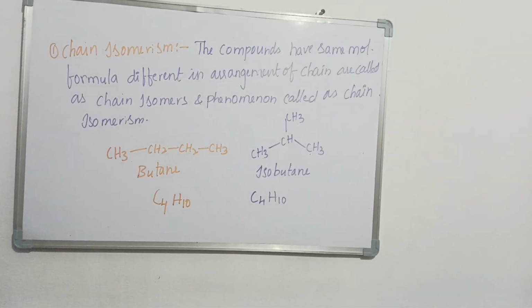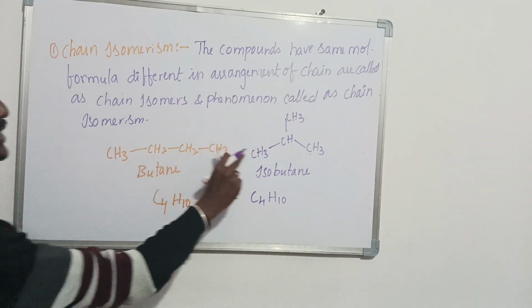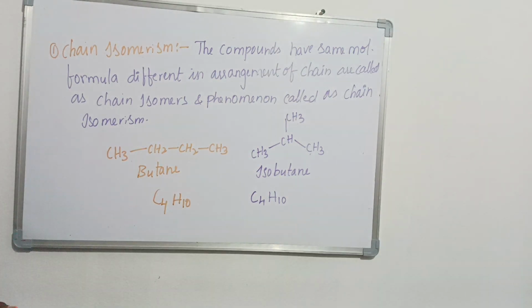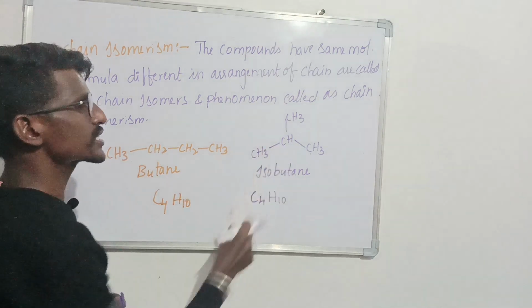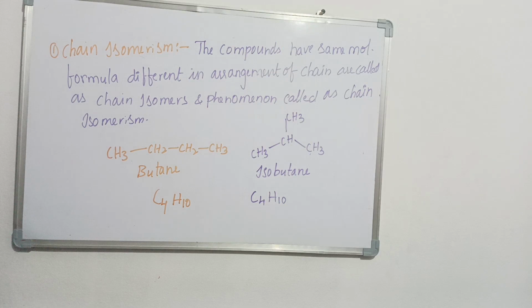So this type of compounds have the same molecular formula, different in chain. That means one has a straight chain, and one has a substituted chain. These are called structural isomers and chain isomers of each other, which come under structural isomerism.